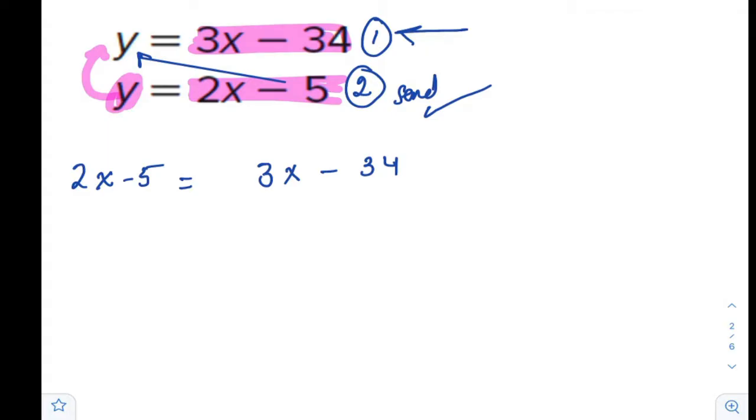Now we have an equation with one variable, and I will solve as usual. Take the x's together, numbers together.